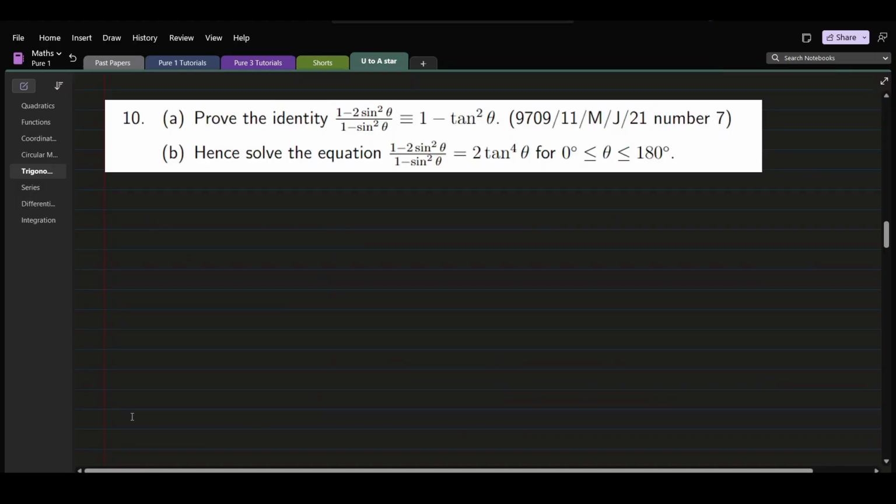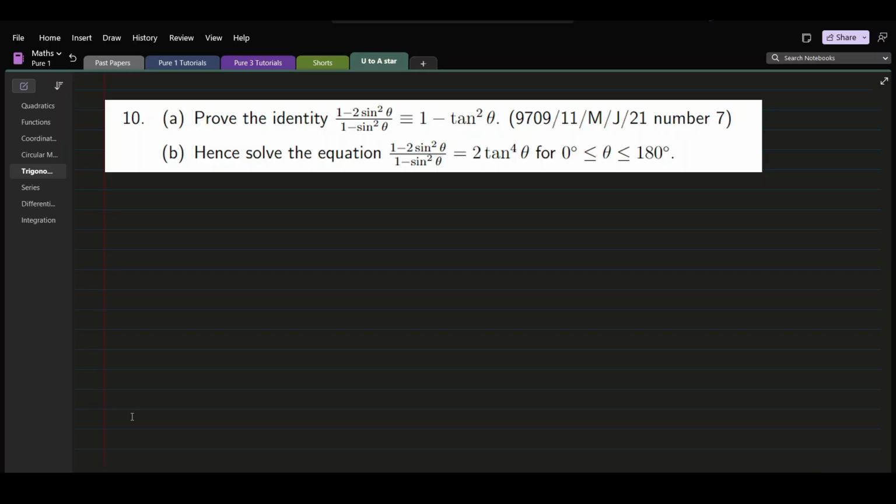Number 10, part A. Prove the identity (1 minus 2 sine squared theta) over (1 minus sine squared theta) is identical to 1 minus tan squared theta. Okay.